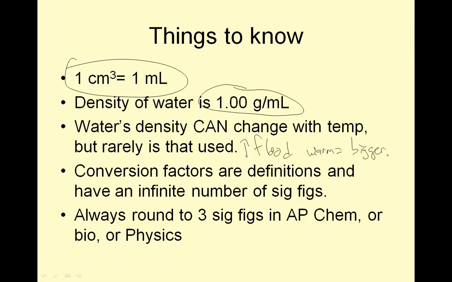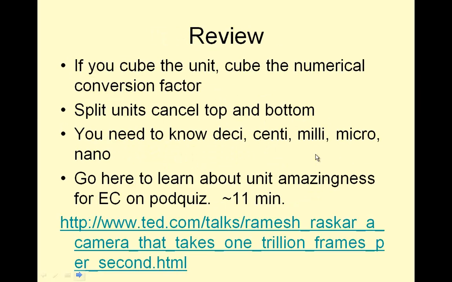Conversion factors are definitions and have an infinite number of sig figs. Always round to 3 sig figs in AP Chem or AP Bio or AP Physics. Review. If you cube the unit, cube the numerical conversion factor. Oh, where's my song? Split units cancel top and bottom. You need to know deci, centi, milli, micro, nano, and kilo.